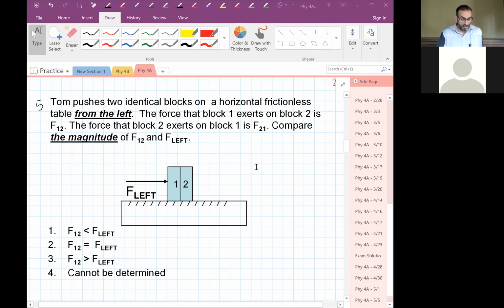Same scenario, pushing 2 identical boxes, horizontal frictionless table. The force block 1 exerts on block 2 is F12. Compare the magnitude of F12 and F left.